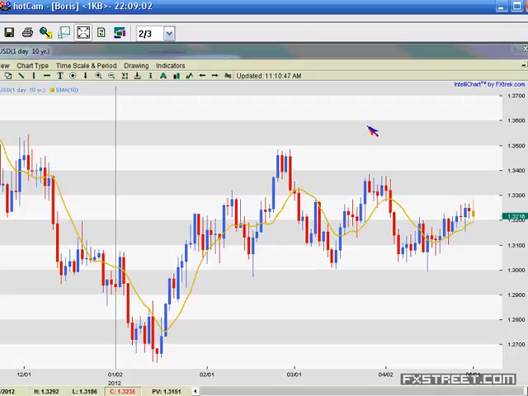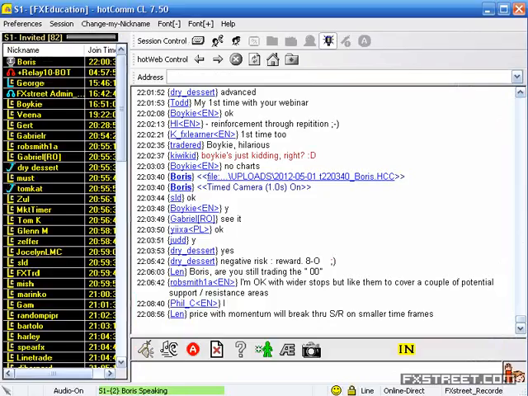Anyways, the first and foremost thing I want to do is establish trend, right? Len says the price momentum will break through support resistance on small time frames. I think that's been my experience. That's why I ignore support and resistance.